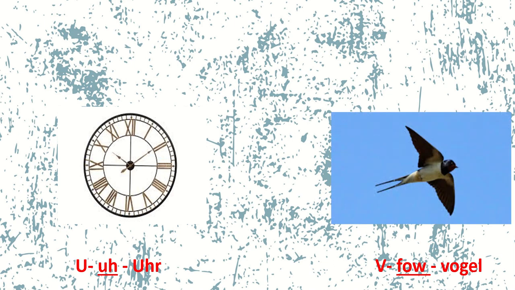Next letter is U. And the German word is Uhr. And the English translation is clock. Next letter is V. The German word is Vogel. And the English translation is bird.